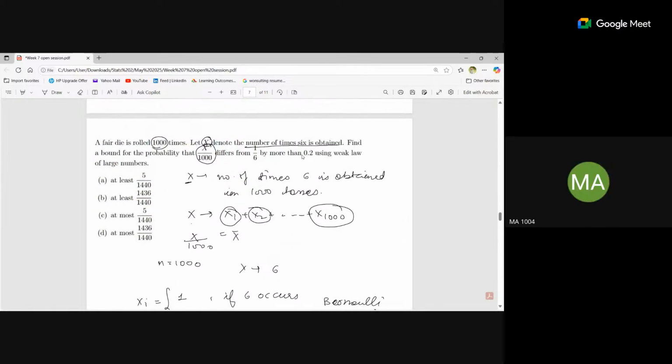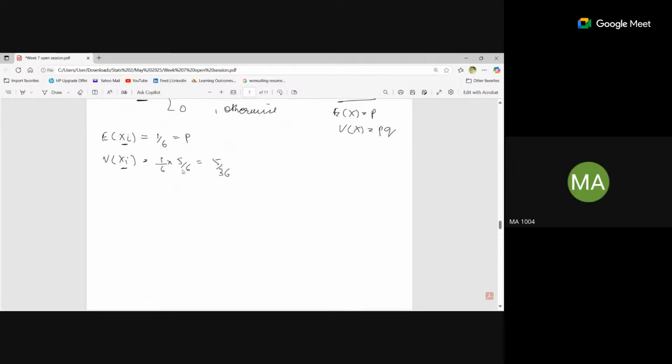So 1 by 6 by more than 0.2. So this will be what? My delta. So I can write this as the probability that mod of x bar minus mu, where mu is 1 by 6, is greater than 0.2. This will be less than or equal to sigma square, which is 5 by 36, over n, which is 1000, into delta square, which is 0.2 square. Correct?